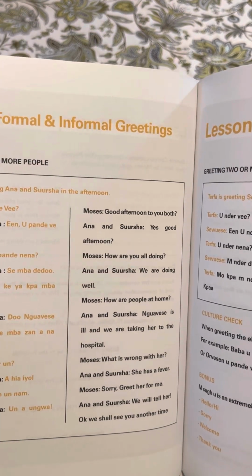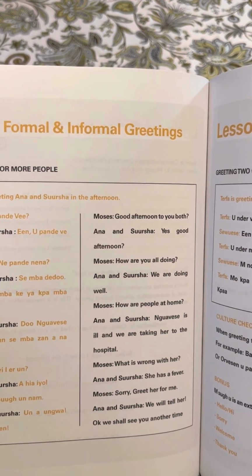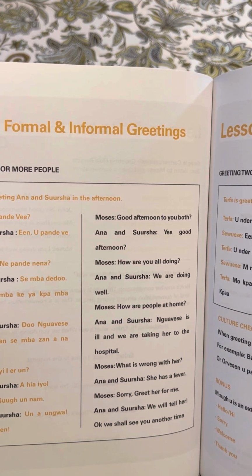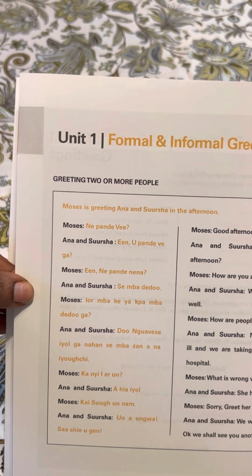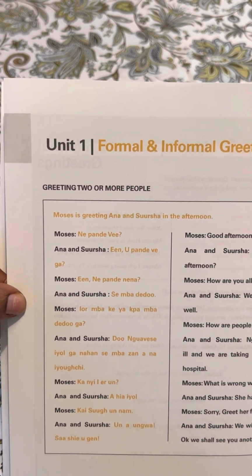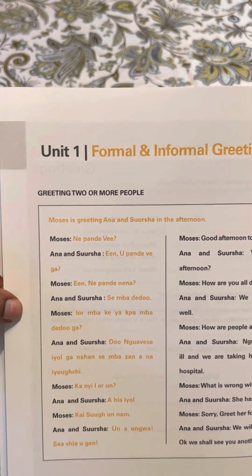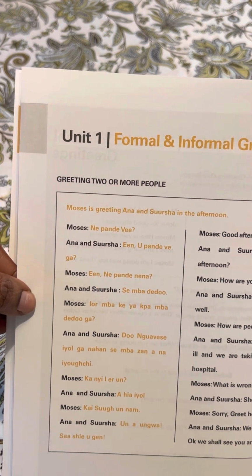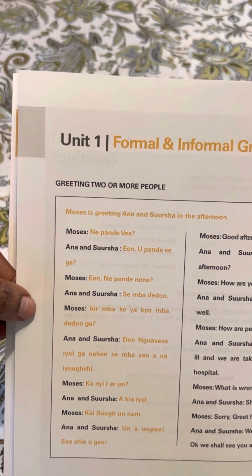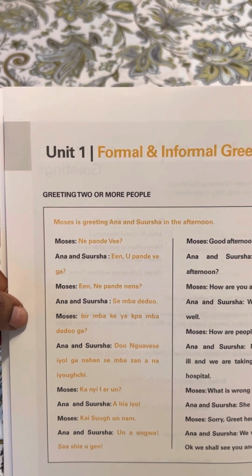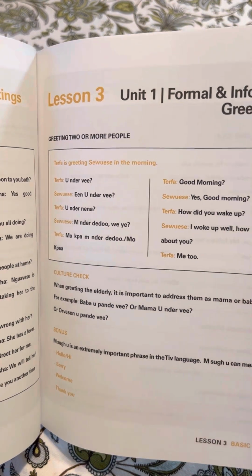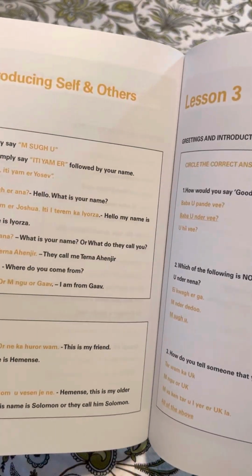And then there's more greetings. This one is Moses greeting Anna and Susha, so it's a group of people. It's not just one person to one person anymore. It's one person to two people, so he's speaking to many people. On the next page, Tefa is greeting Sewese. So it gives you many examples you can go through like that.